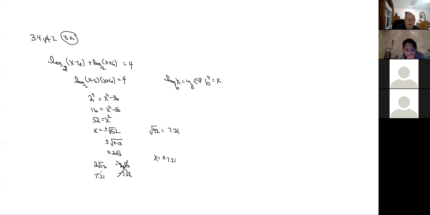Now 7.21 minus 6 is 1.21, and you can take the log of 1.21. And then 7.21 plus 6 over here is 13.21, and you can take the log of that number as well. So a lot of people mistakenly believe that just because the number is positive, you keep it, and just because the number is negative, you throw it away. You've got to make sure, because I've seen positive numbers you have to throw away, and I've seen negative numbers that you can keep.